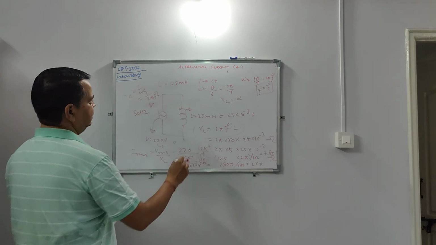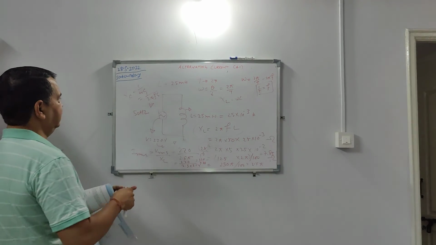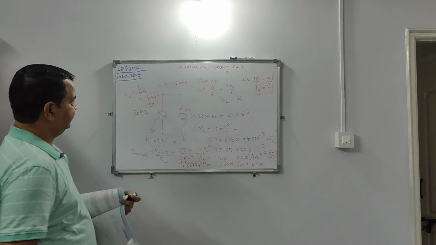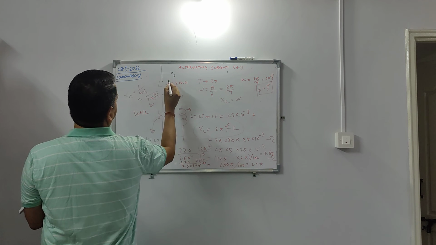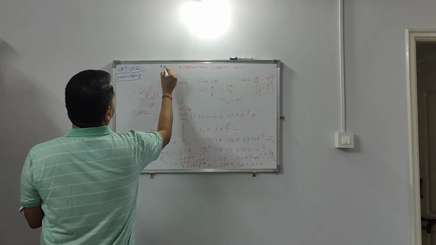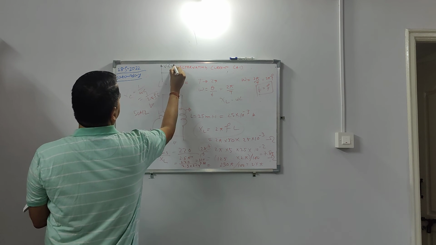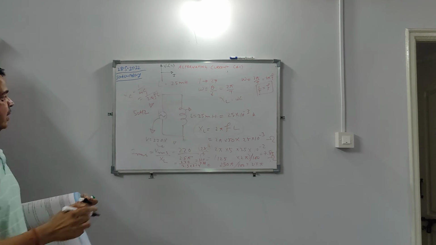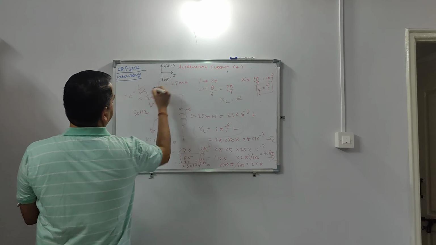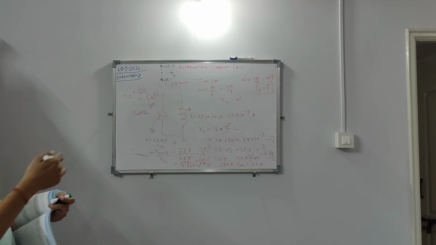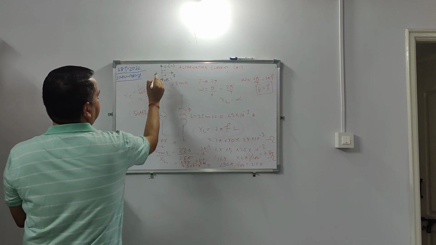The picture is like this. If this is my current, then in an inductive circuit, my voltage will be like this. This is the voltage. In an inductive circuit, it will lead. In a capacitive circuit, it will lag.